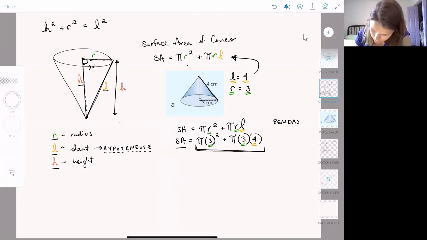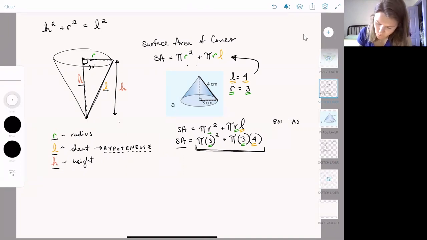Sorry, I kind of forget old habits. All right. In America, we use PEMDAS, not BODMAS.